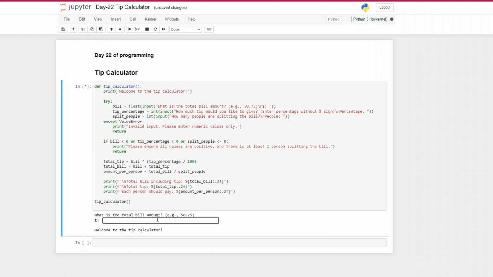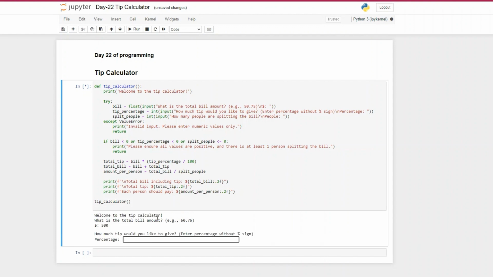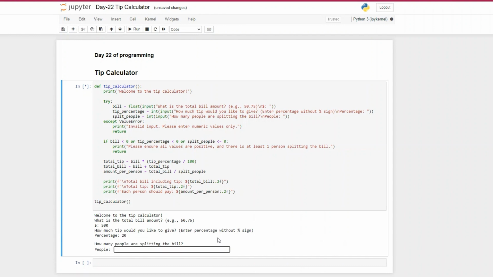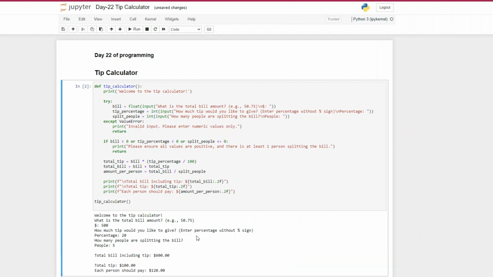So let's say it's my birthday and we decided to go crazy. So $500. I would not do that. And then how much do I want to give? What is the tip percentage? Percentage without the percentage sign. So you see the message has to be so clear so you don't get any errors. So 20%. The service was so good, I want to tip 20%. And then how many people are at the table with me? Because I have so many friends. 5 people. And then we get the result.